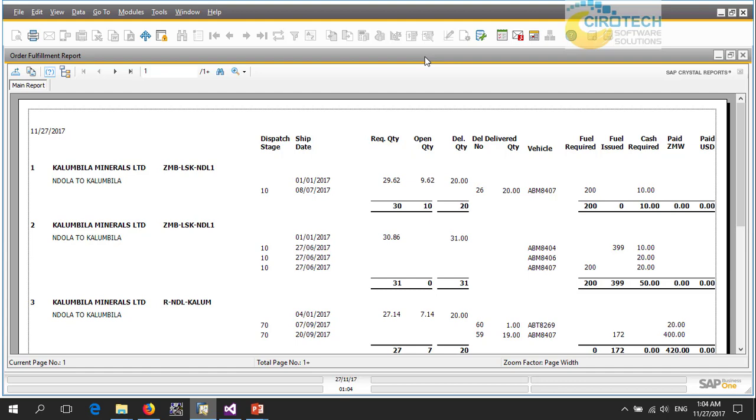The order fulfillment report shows the transportation contract for each customer versus all the deliveries that have been made and other aspects of transportation, such as the cost of sales. And this gives us an idea of just how much more work there is to do on specific contracts.